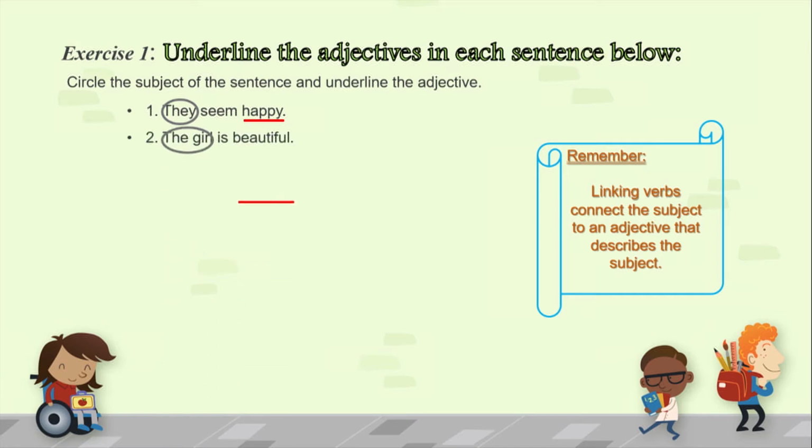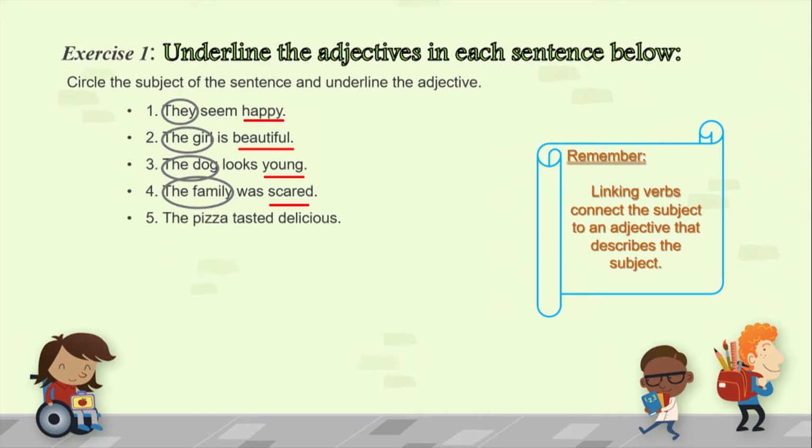The girl is the subject. Beautiful is the adjective. The dog looks young. The dog is the subject. Young is the adjective. The family was scared. The family is the subject. Scared was the adjective. Number 5. Read it for me, please.